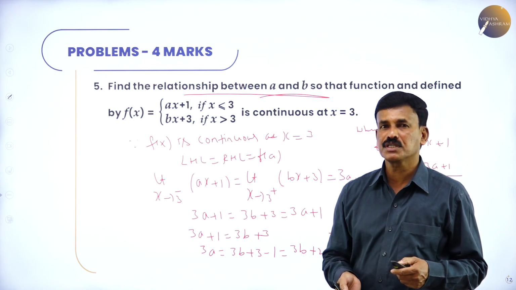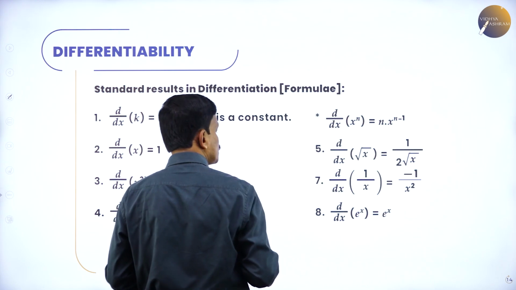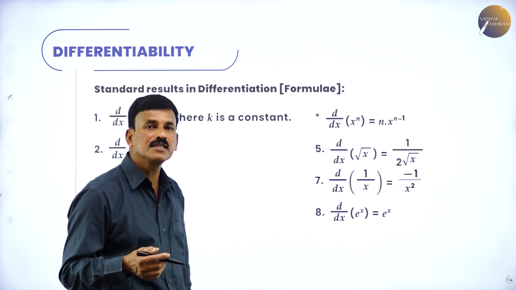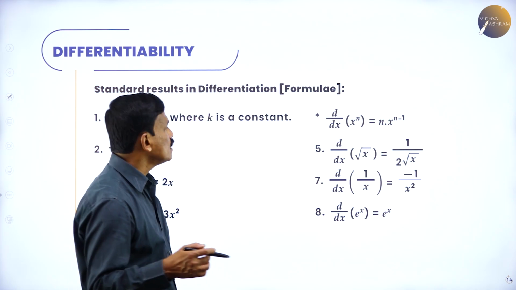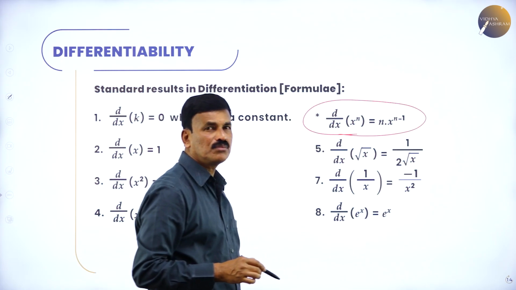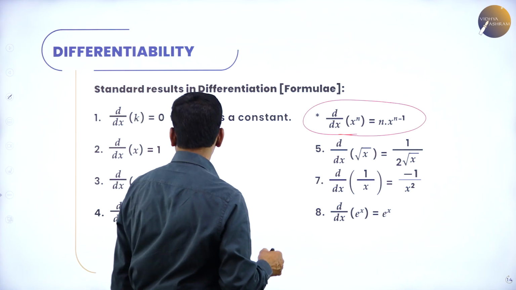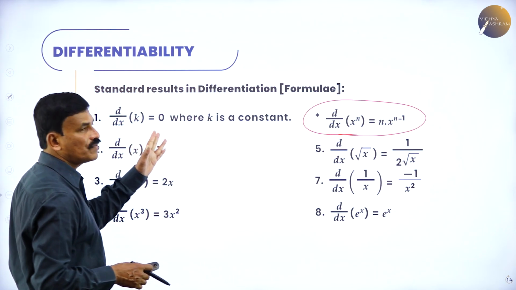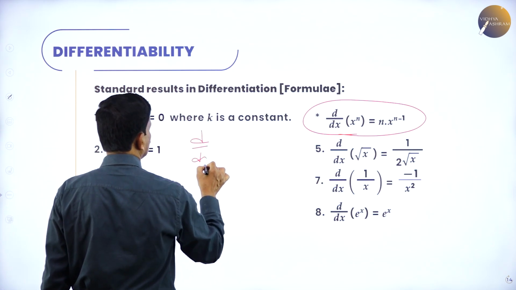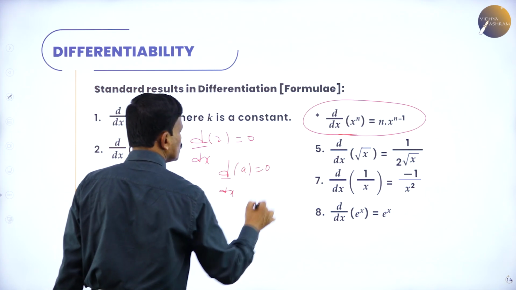Now, move on to the second part of the chapter, that is the derivative of a function, differentiability. You might have already studied the standard derivatives. In the first PUC itself, you have studied the standard derivatives. Let me recall the very important formula: d by dx of x raised to n is n x to the power of n minus 1. Differentiation of x raised to n is n x to the power of n minus 1. For example, you know the derivative of a constant is 0. d by dx of a constant, that is d by dx of 2, is equal to 0, or d by dx of a, if a is a constant, is 0.